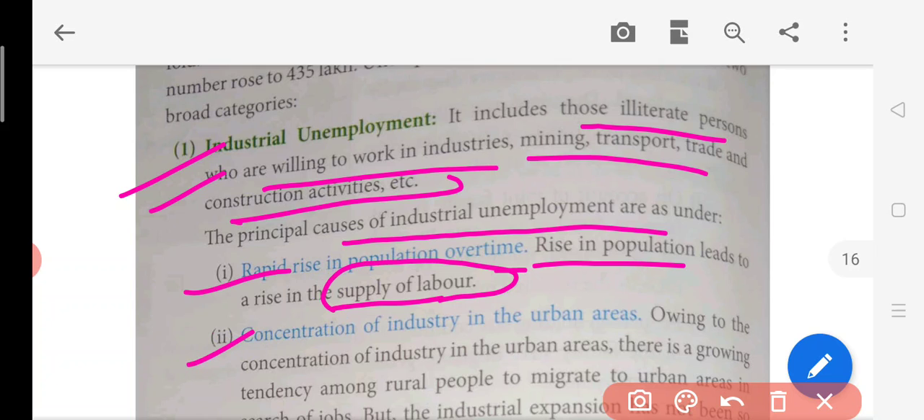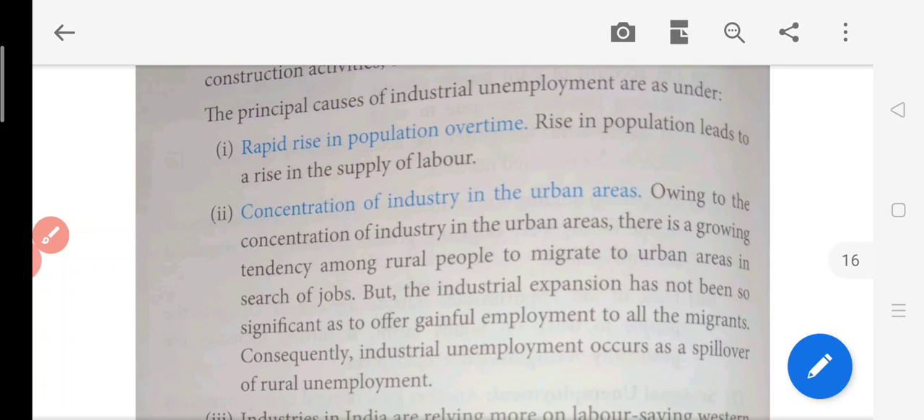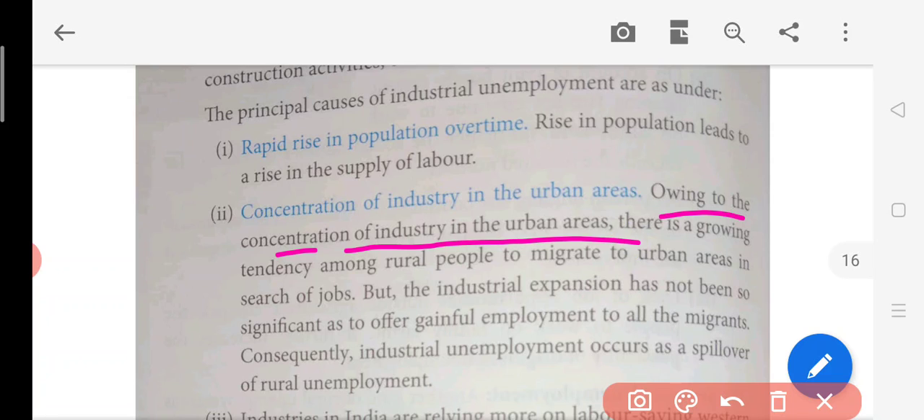The second cause is the concentration of industry in the urban area. All these industries are in urban areas only, in the cities. Owing to this concentration of industry in the urban area, there is a growing tendency among rural people to migrate to urban areas in search of jobs. But the industrial expansion has not been significant enough to offer gainful employment to all the migrants. So many people come to the cities in search of work, but all of them don't get any kind of job.